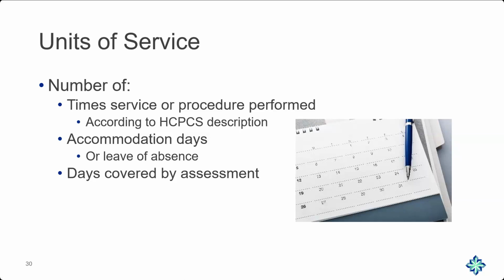This could also be drugs that have directions for a specific amount that equals 1 unit of service. It could be the number of room and board or accommodation days. If your patient was out of the facility, then this is also the number of leave of absence days. For skilled nursing facilities, this could be the number of days covered by a certain assessment period. Correct coding according to the regulations is necessary for proper reimbursement. If something's paid according to the number of units and you use the wrong number of units, your reimbursement is going to be askew as well.